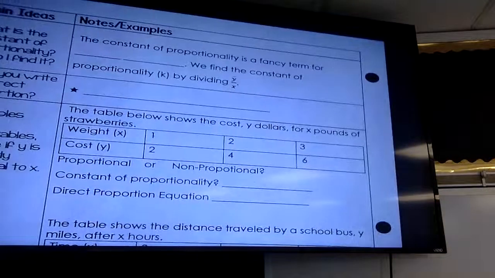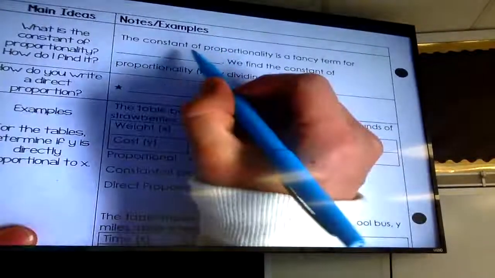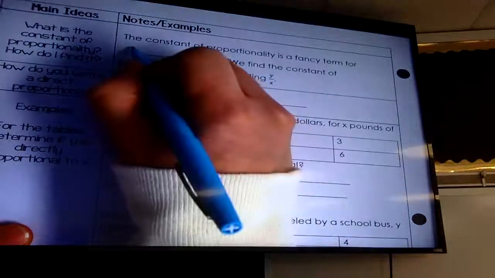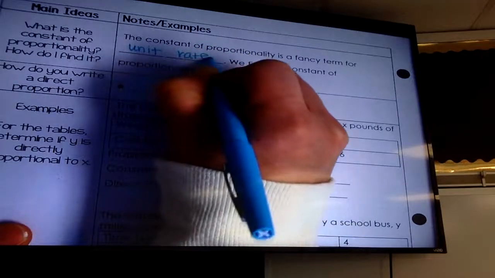All right, let's do the back side. So I kind of already talked about it, but we're going to mention it again. So what is the constant of proportionality and how do I find it? So again, from the front page, the constant of proportionality is a fancy term for unit rate. It really isn't anything different than the unit rate.